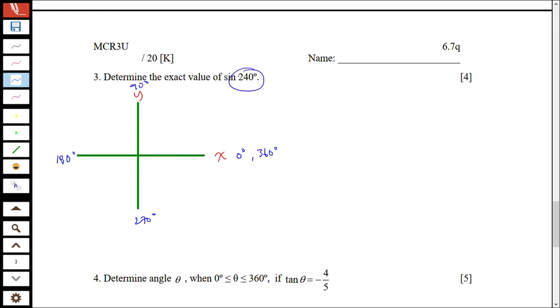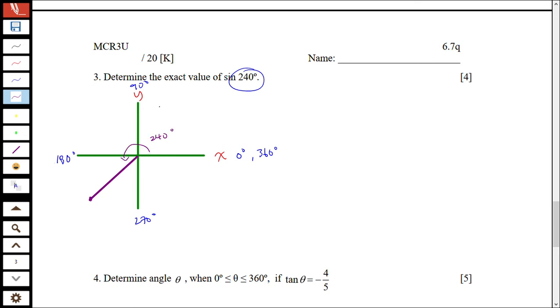Now 240 is going to be in between 180 and 270. That's why it's going to be in quadrants 1, 2, 3. It's going to be in the third quadrant. It doesn't have to be exact, so I'm just going to put a random point in the third quadrant, and draw a line from the dot to the origin. And we know that this angle is going to be 240 degrees.